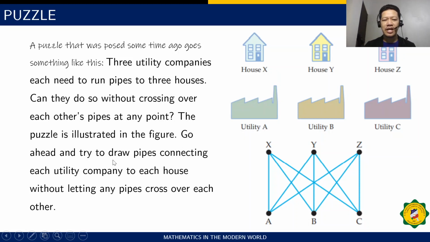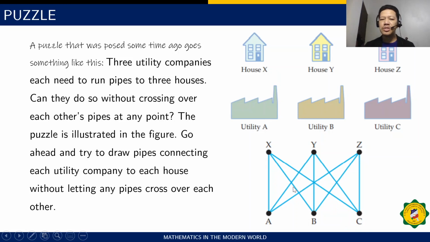Go ahead and try to draw pipes connecting each utility company to its house without letting any pipes cross over each other. So as you can see here, we have the houses X, Y, Z. Those are the vertices here, X, Y, Z. And then you have the utility companies here, A, B, C. Each utility company has to run pipes to each of the three houses, and those are the edges here.